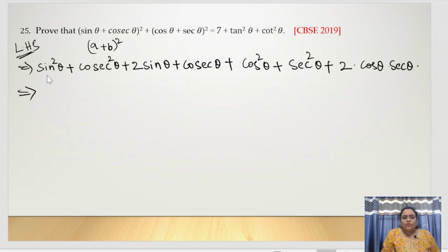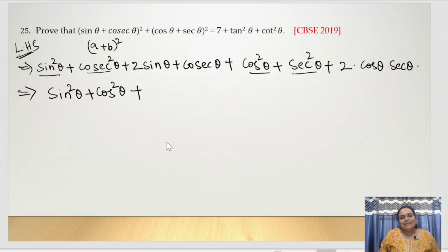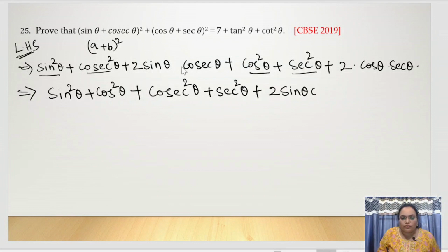So if you see this, you have sin square theta and cos square theta, right? So I am just writing it, sin square theta plus cos square theta. Now see here, you have cosecant square theta and secant square theta. So cosecant square theta plus secant square theta plus, this is into 2 sin theta cosecant theta plus 2 cos theta secant theta.